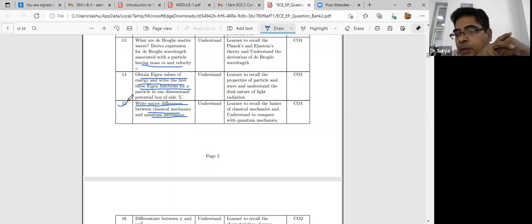What are the major differences between classical physics and quantum physics? Classical mechanics failed to explain the stability of the atom, black body radiation, the photoelectric effect, and the Compton effect. So these drawbacks are overcome by whom? Quantum mechanics, right?